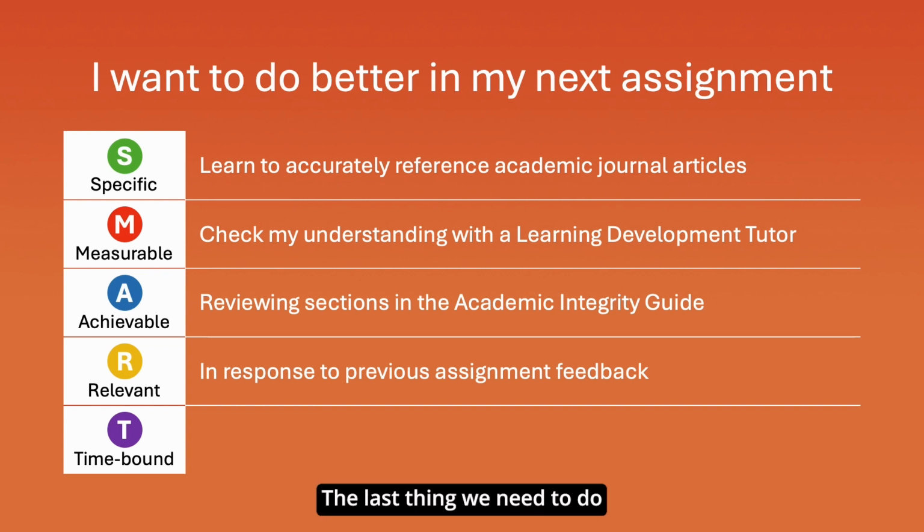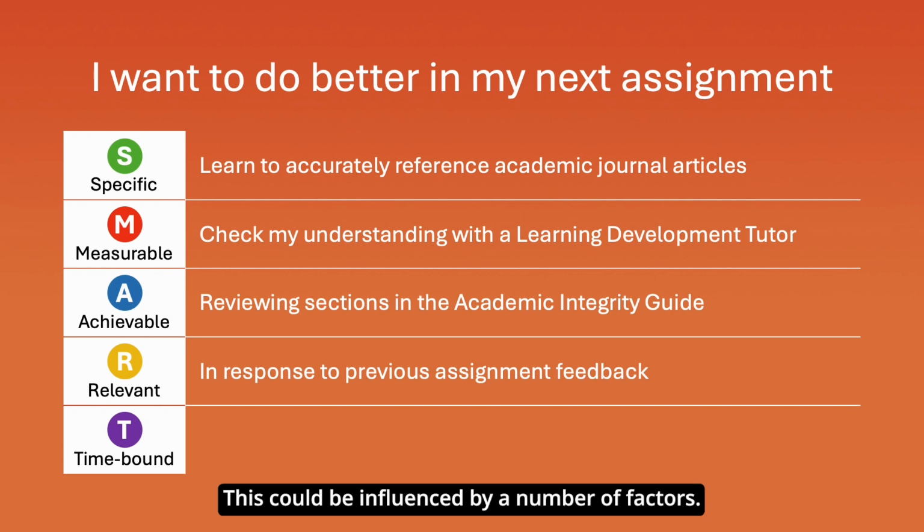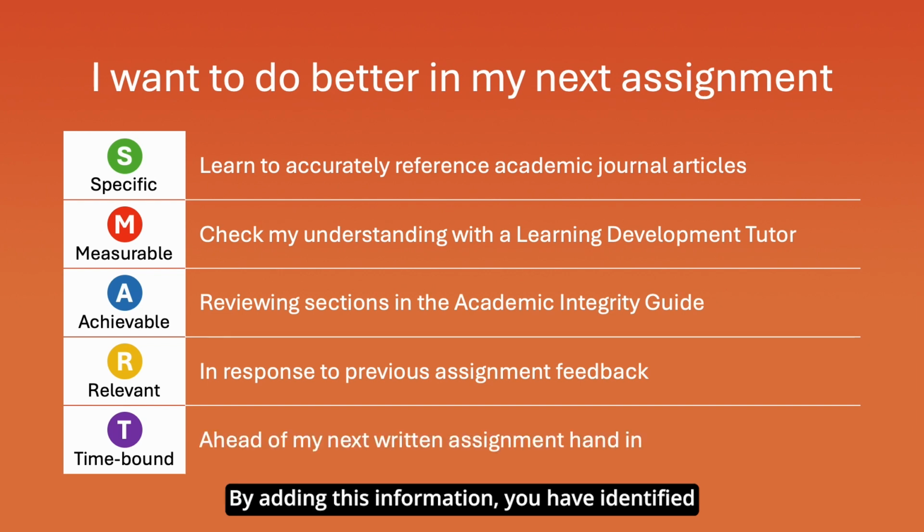The last thing we need to do is identify when you want to achieve this target by. This could be influenced by a number of factors, but if you want to improve your academic writing in time for your next written assignment, you could use this as your deadline. By adding this information, you have identified what makes your SMART target time-bound.